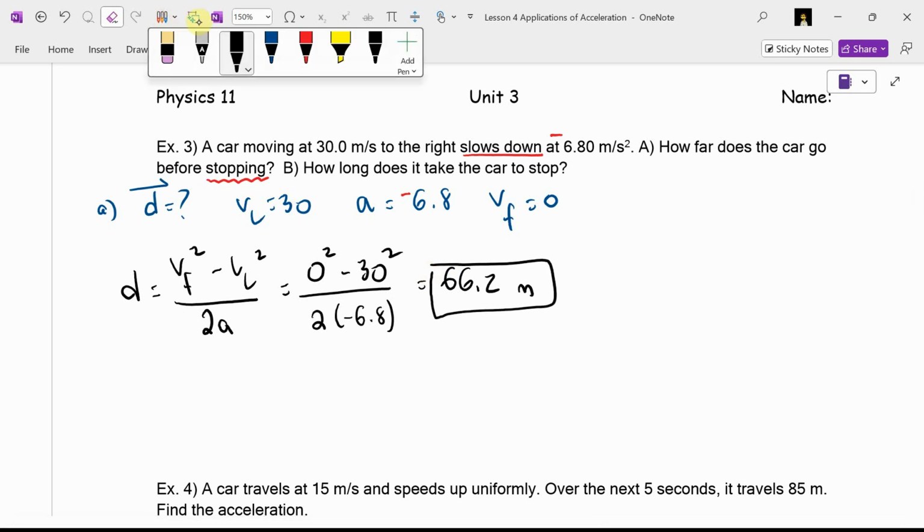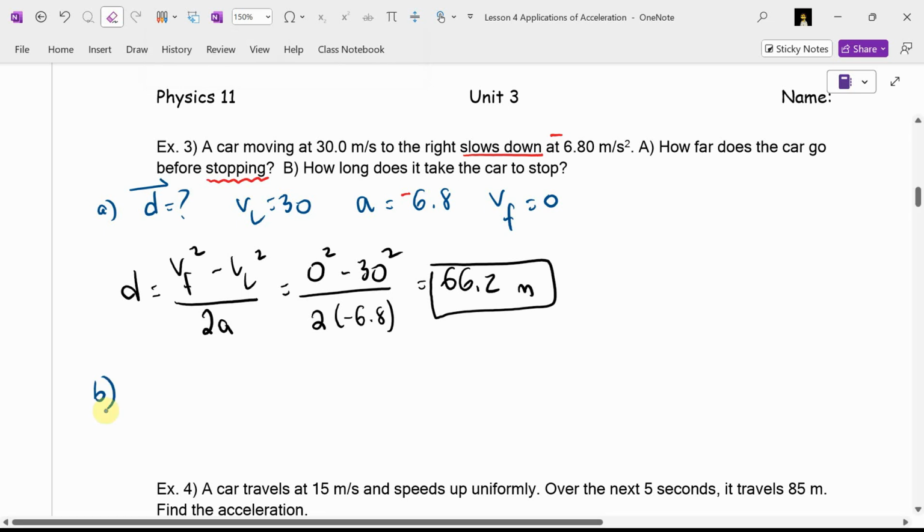B. Georgia, what does B want me to find? Read me the first 2 words of part B. How long is a tricky phrase in English. Because if I say to you, how long was the movie? You know that means time. If I say to you, how long is a football field? You don't say 2 hours. You know from the context that means distance.